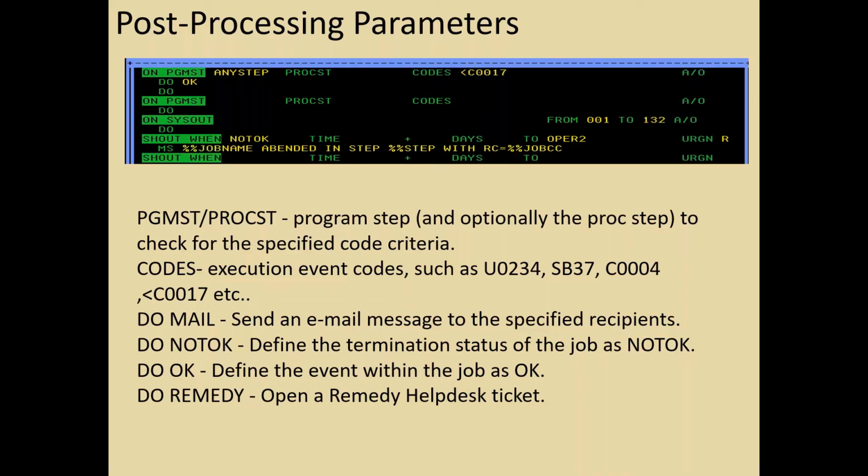Then next is code execution events, event codes such as your U0234, SB37, C004, then condition code less than 17, etc. Then in production support, when there are priority 1 jobs, when the job is of priority 1, these conditions will play an important role. Do mail, then do not okay, do okay, or do remedy.